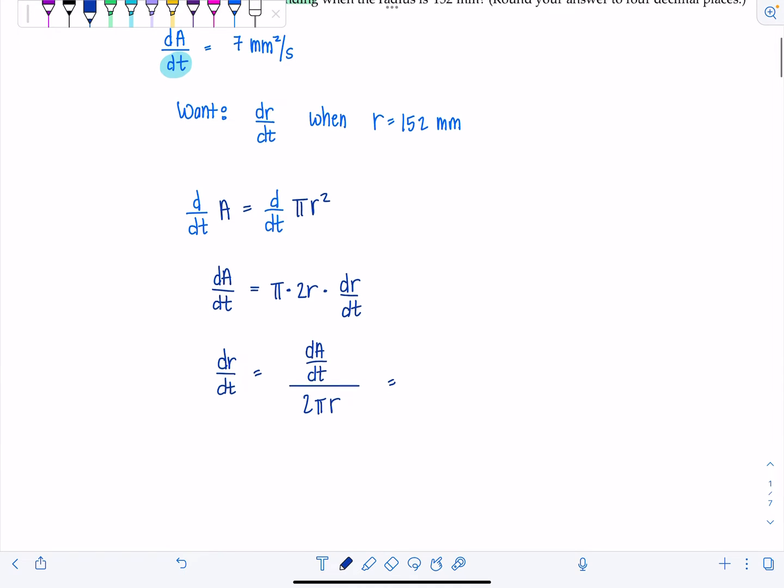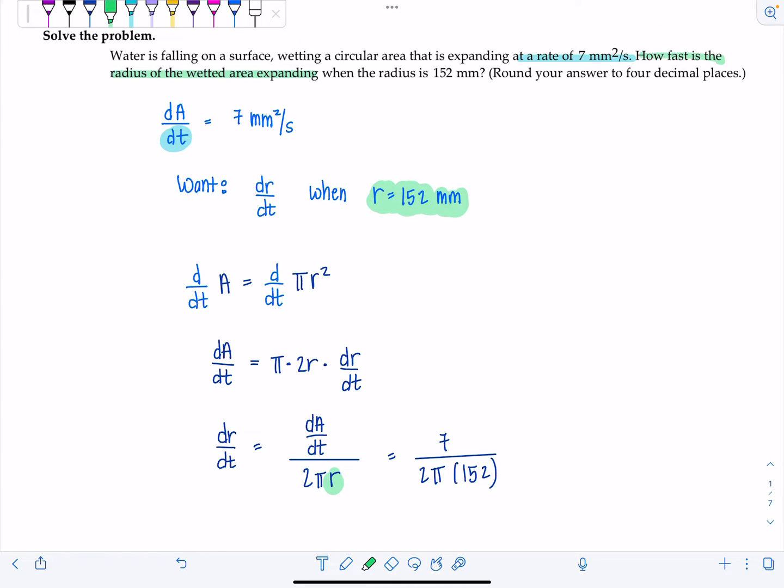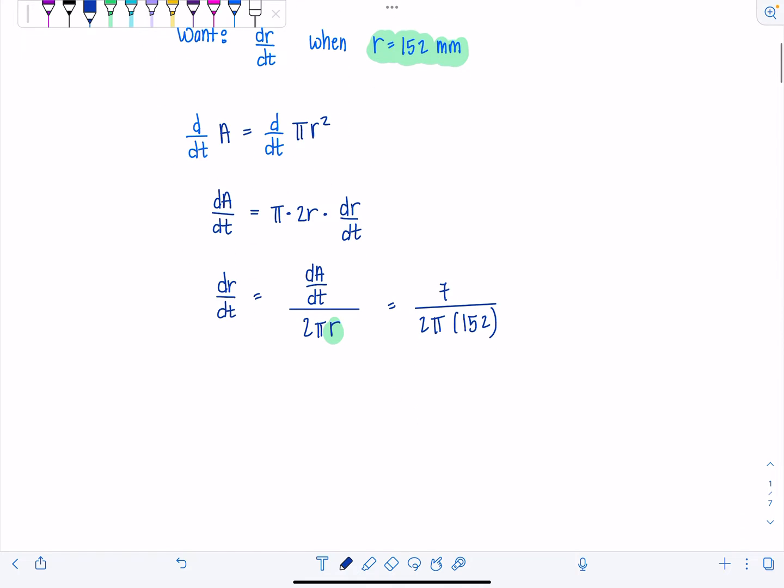So dA/dt they gave us, that's 7. I'll put that in the numerator. And then we have 2 pi, and then r is 152. This is when I use that specific info. They want it at the moment when the radius is 152. Now's my time to plug it in. Okay, I'm not gonna reduce it or anything. It just said we need to round our answer to 4 decimal places. So I'm gonna go ahead and do that. Just put it in the calculator. And you're gonna get 0.0073, and then check your units.